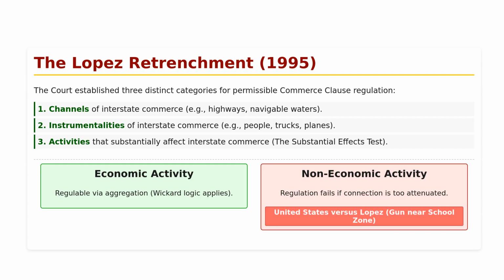The court held that possessing a gun near a school zone, regulated by the Gun-Free School Zones Act, was not an economic activity. Furthermore, the connection to interstate commerce was too attenuated, too indirect, even under the substantial effects test. The court drew a bright line: purely non-economic activity, like possessing a firearm locally, falls outside Congress's reach.